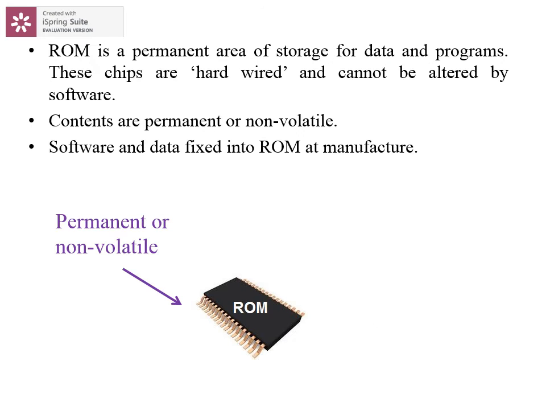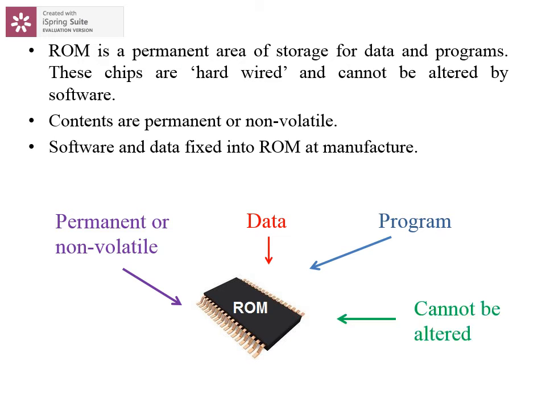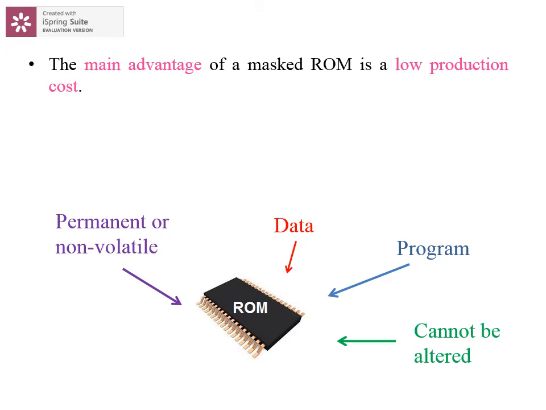This classification reflects the evolution of ROM. ROM is a permanent area of storage for data and programs. These chips are hardwired and cannot be altered by software. Contents are permanent or non-volatile. Software and data are fixed into ROM at manufacture. The main advantage of a masked ROM is a low production cost.